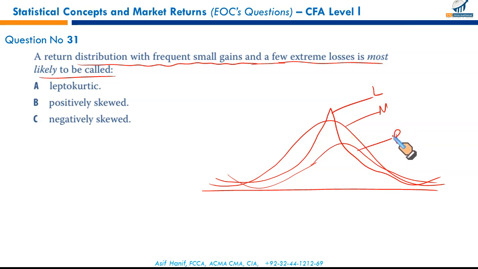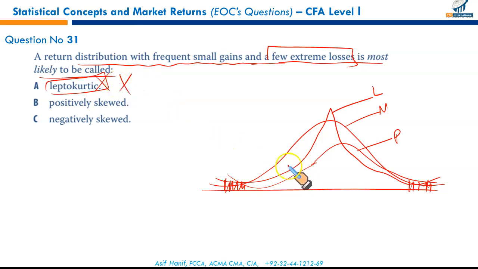Now, what do we need exactly? A return distribution with frequent small gains and a few extreme losses is most likely to be leptokurtic is the one that is peaked. Leptokurtic distribution is more peaked with fatter tails. As you can see, since the color is the same, it has fatter tail. But what we are looking for is few extreme losses, while leptokurtic has more data at the extremes. So that rules out leptokurtic.